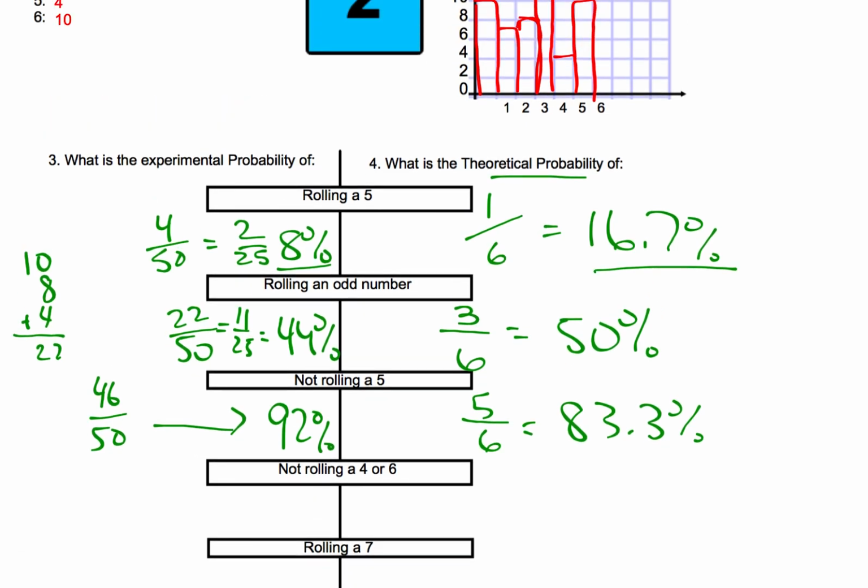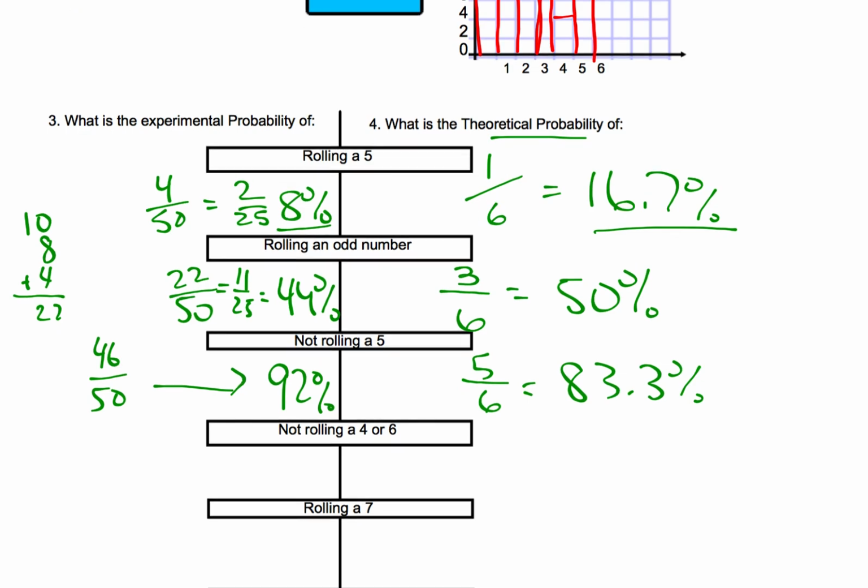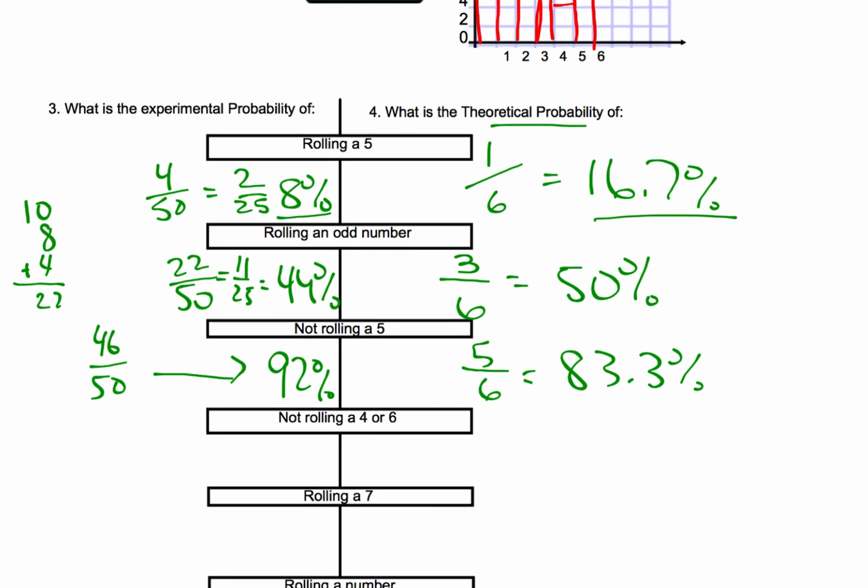Okay, not rolling a 4 or 6. 4 happened 11 times, 6 happened 10 times. So, 4 and 6 happened a total of 21 times, which means it did not happen 29 times. So 29 out of 50, that doesn't reduce nicely, but it is 58%. Let me double check that. That was just calculated in my head. It is 58%. Not rolling a 4 or a 6 should be 4 out of 6, which is 66.7%.